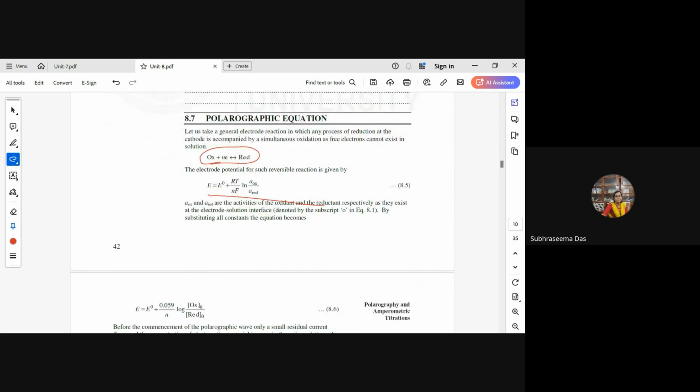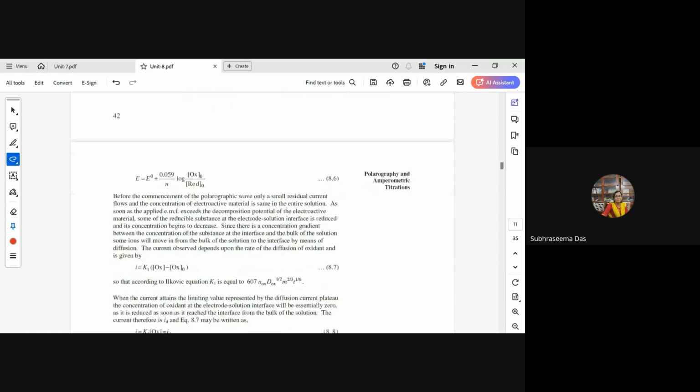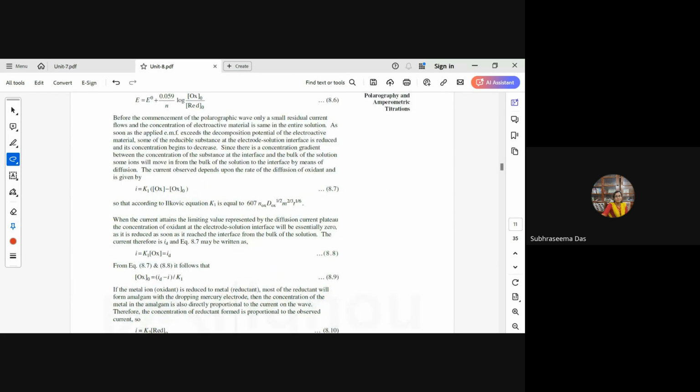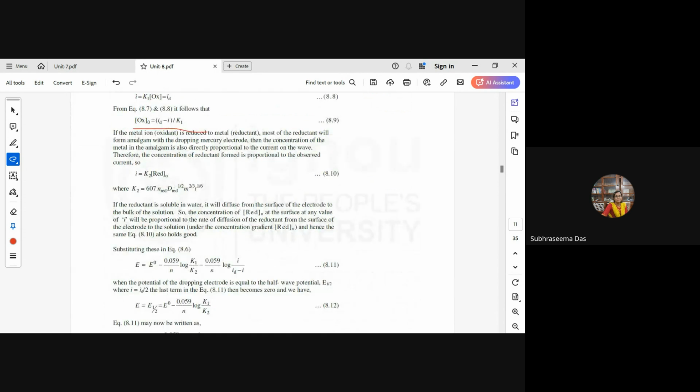Now, if we consider the equation and rearrange it, we find that E is equal to E0 plus 0.059 by n log of concentration of oxidant by concentration of reductant, where E0 indicates the standard EMF. Now putting all the values of the Ilkovic equation in equation 8.6 and further substituting the values, similarly we find that I is equal to K2 into the concentration of the reductant.